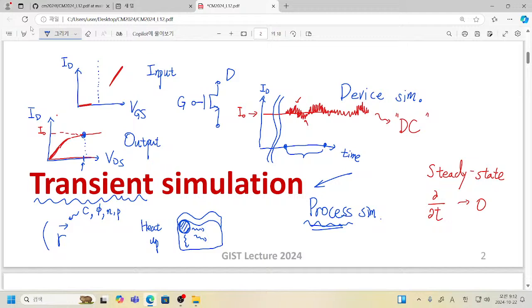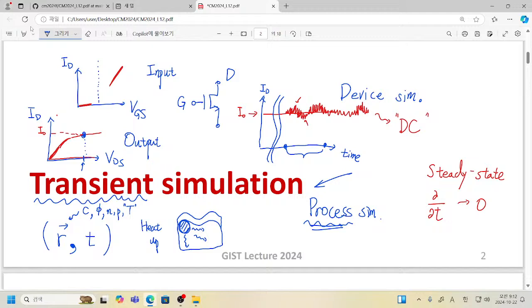Also, what we can have is, for example, something like a temperature. Even temperature can be a function of position. At the same time, it can also be a function of time. So both position dependency and time dependency should be considered in our calculation.